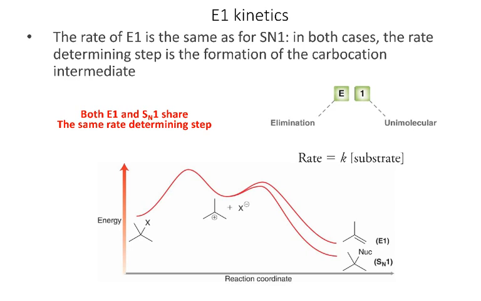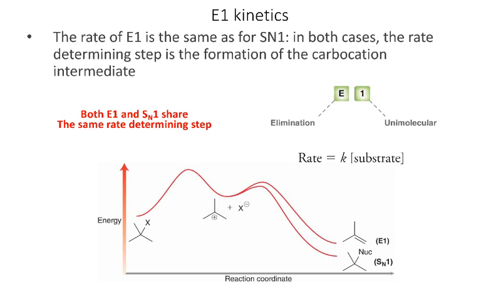All right, and so we have another reaction energy diagram here. And in this picture, they're actually showing us the relative energies for a competing E1 and SN1 process. And as you can see, right, the first step is rate determining for both, and it's the same first step. It's the formation of the carbocation.